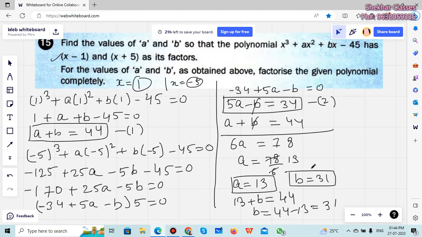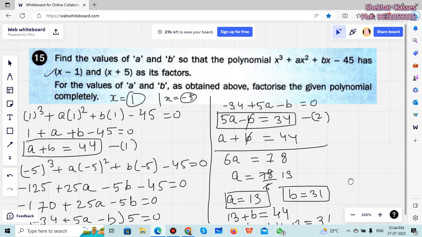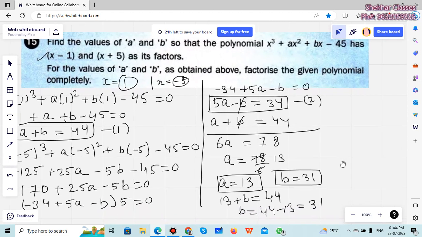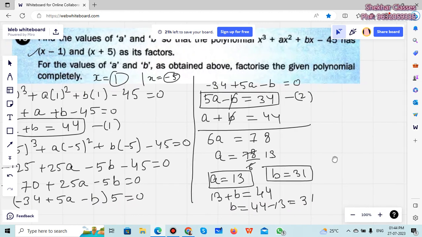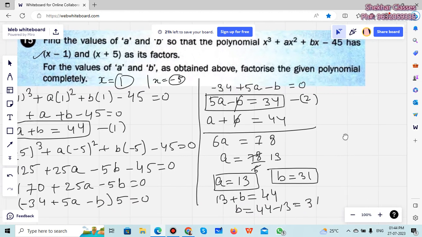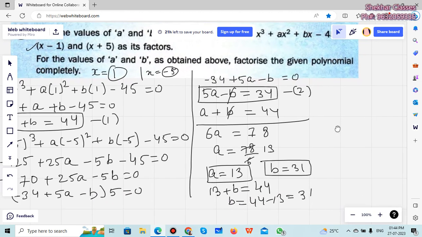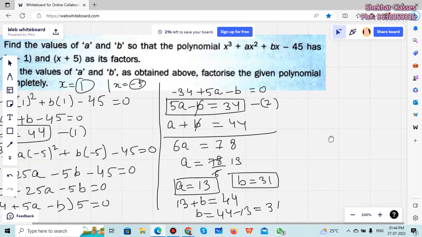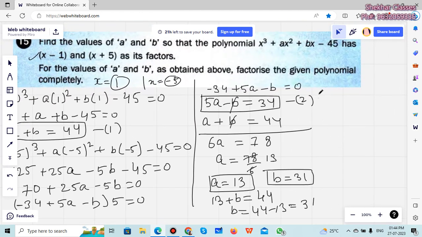Okay, so we have got the value of a and b now. After this we have to substitute the value in it. So when we substitute the value in that, what do we get? See, it is here. Okay, I'm putting it here.